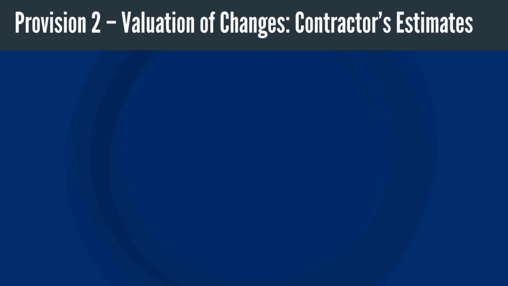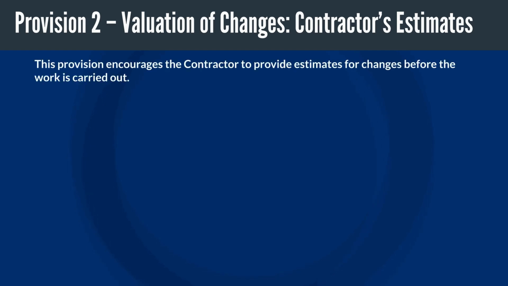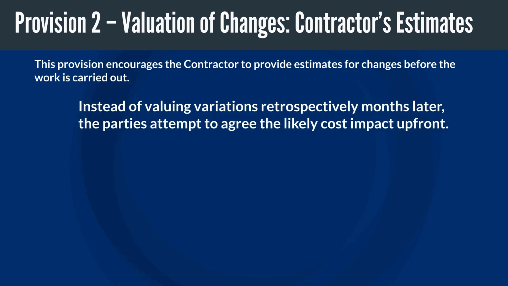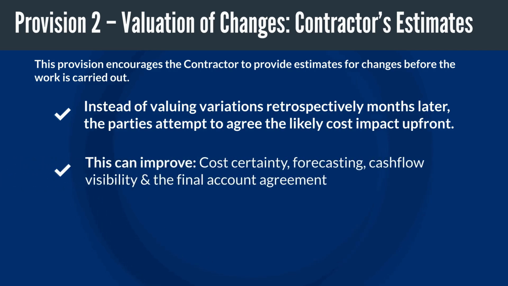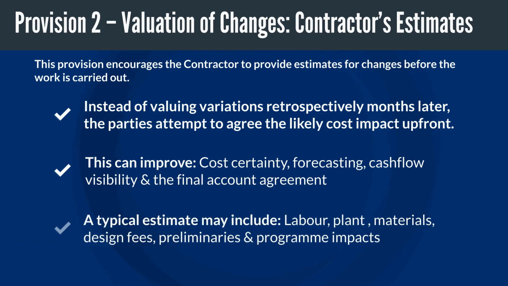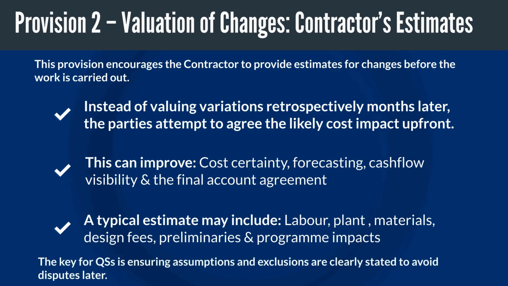Supplemental Provision 2. Valuation of changes, contractor's estimates. This provision encourages a contractor to provide estimates for changes before the work is carried out. Instead of valuing variations retrospectively, maybe months later, the parties attempt to agree the likely cost impact up front. This can improve cost certainty, forecasting, cash flow visibility, and the final account agreement. A typical estimate may include labour, plant, materials, prelims, design fees, and program impacts. The key for QSs is ensuring assumptions and exclusions are clearly stated to avoid disputes later.